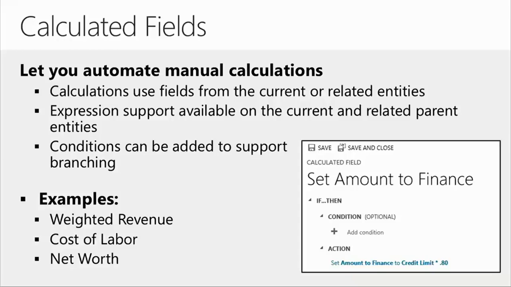perform calculations on the current record that you're working with, or using fields from the current record, but they also give you the capabilities to pull in information from related entities. So for example, if I wanted to add up two numbers, I could create a calculated field that looks at two fields on the event entity and adds up those two fields.